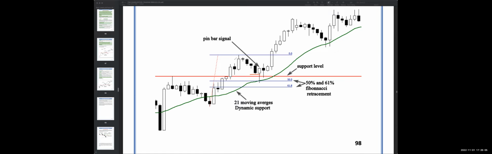All right. So on this particular example, price pulls into our zone, hits us with a pin bar on a support zone, right? On a moving average as well. These are all confluences lining up. You'll be taking your confluences. Price is on a moving average. You tick. It's on a 50 or 61 Fib level. You tick. Then you enter as soon as the pin bar closes. So you can either be aggressive with it or you can be conservative with it. That's up to you. Then you execute it.